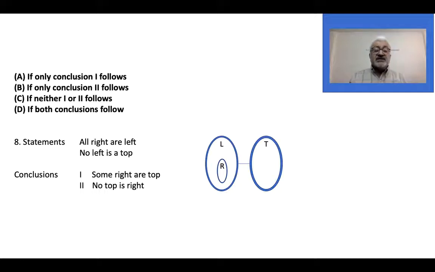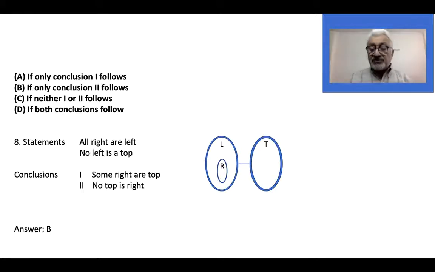The conclusion is that some right are top. Are you sure that some right are top? Now, again, see that left is away from top and right is inside left. So, can right ever meet top? The answer is no. Hence, this would be false. Some right are top. And it says no top is right. So, top and right will never meet. This could be true. Answer is right. Therefore, our answer here is B.